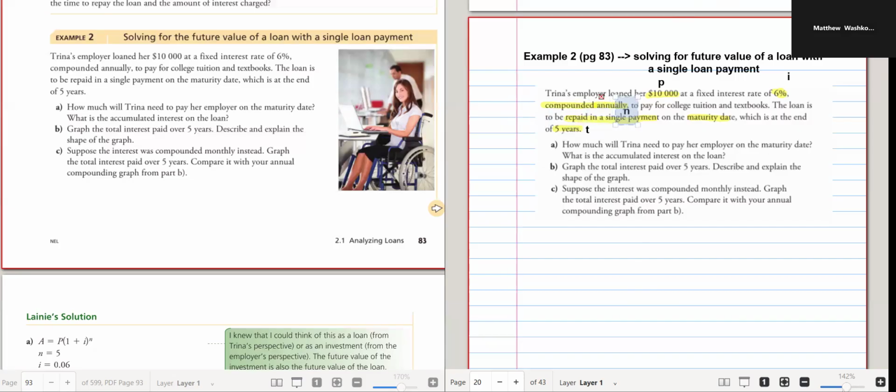All right. So once you have that in, how do we solve this? Question 1 asks, how much will Trina need to pay her employer on the maturity date? And what is the accumulated interest on the loan? So it asks you two things. So how are we going to solve that?